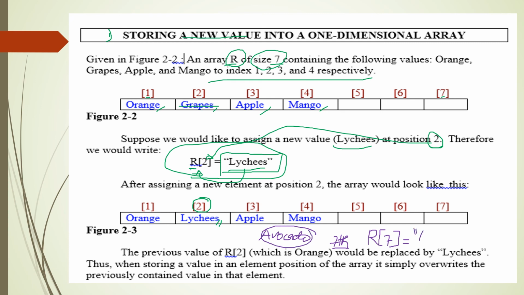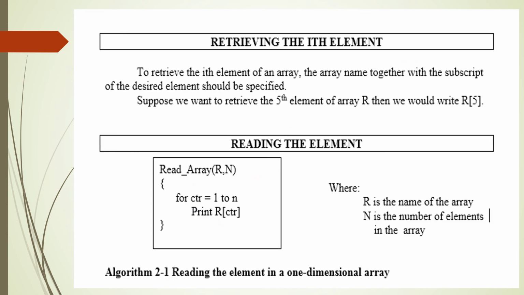Very good. So we want to store avocado, and avocado is a string, a constant string, so definitely it should be enclosed with quotation marks. Avocado will be stored at index 7 of the array R. So we will have avocado here. Do you follow? Dali lang, di ba?